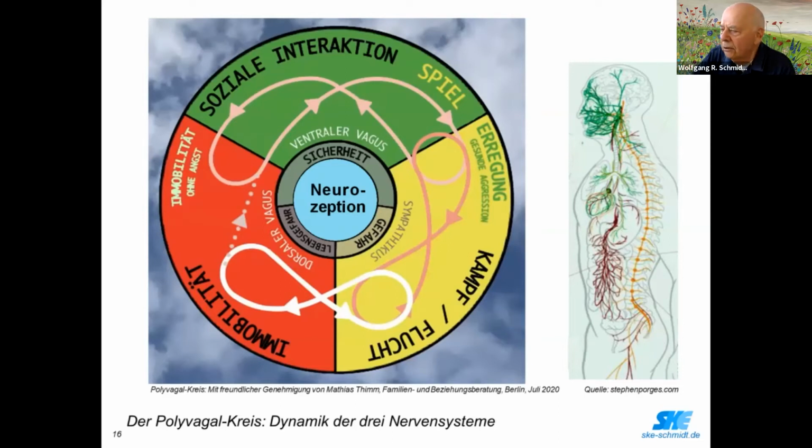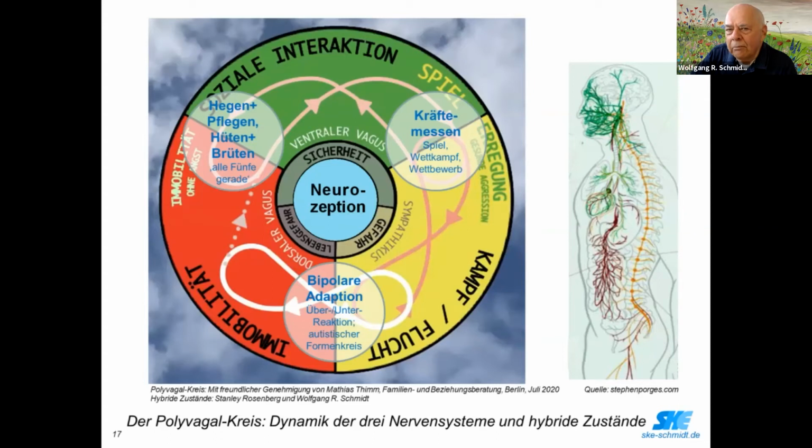If you see the dotted line in the middle of the red zone, this is the area where we can help as coaches, people, by suitable interventions to get out of this state of immobilization and complete freeze, back into the ventral vagus state of social interaction. And you see, between ventral vagus and sympathetic, there is the area of game. This is just competition, this is game.